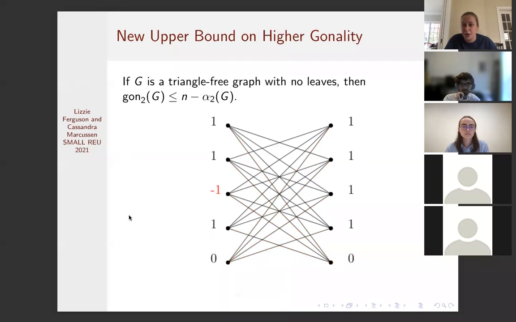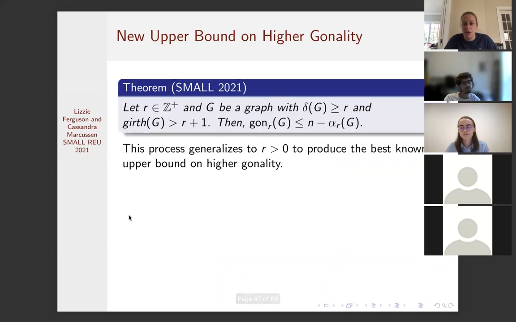Second possibility is where player B puts 2 chips, or any sort of 2 chips, on positively chipped vertices. So in this case, they put negative 2 chips on a vertex with value 1. This burns right there. And then we can see that's actually connected to a vertex of value 0. So that vertex will burn, sending more edges out. But since there are no triangles, and again, we have the second independent set, no more vertices will burn. And because of high valence, we can see that firing these unchipped vertices will result in a winning placement. Now, this process generalizes to R greater than 0 to produce the best known upper bound on higher gonality.